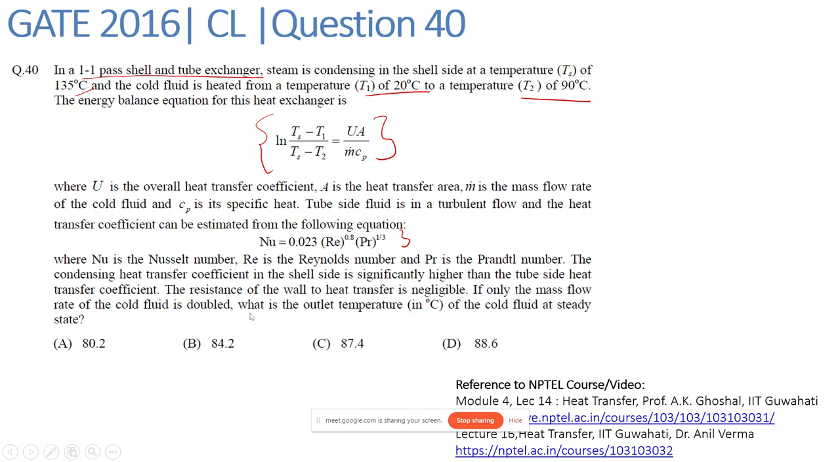And we have to find that if we change the mass flow rate to double, what will be the change in outlet temperature of the cold fluid. So let's look at this. Let's look at the video solution of this question 40.